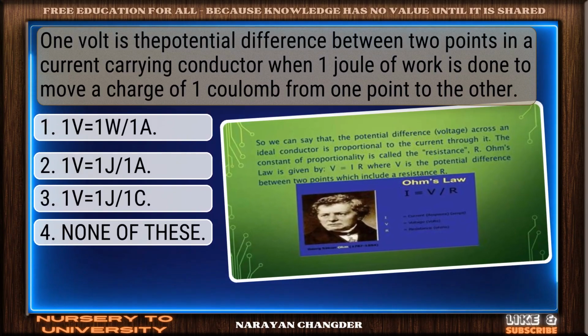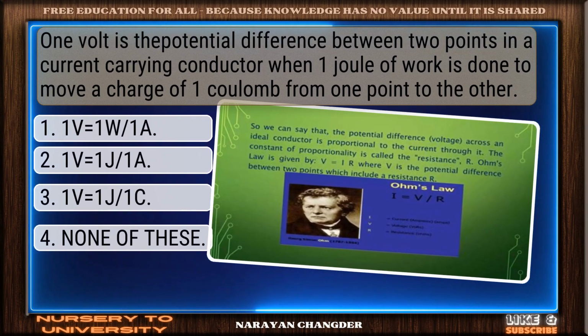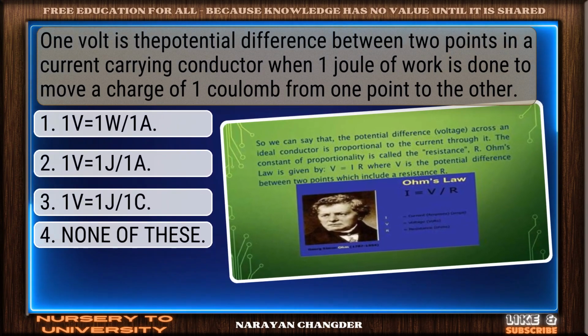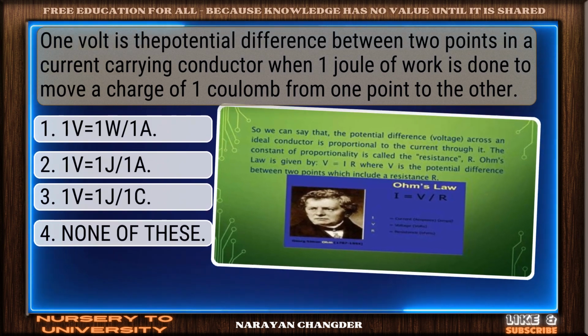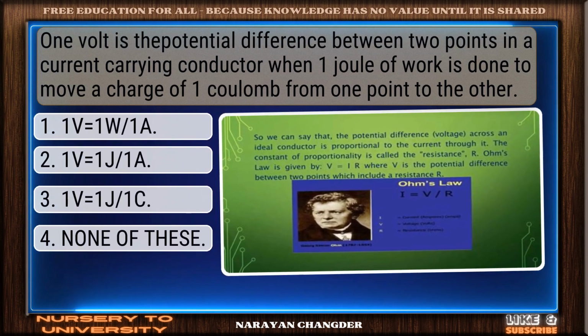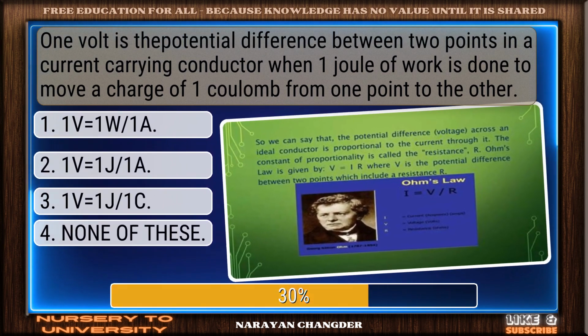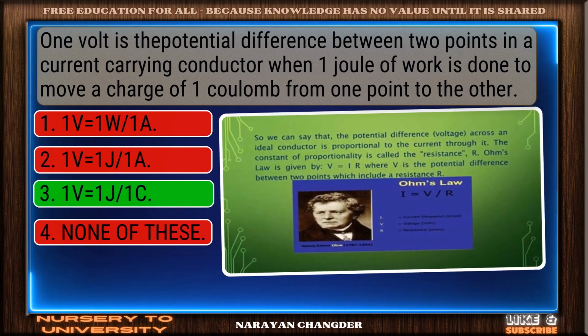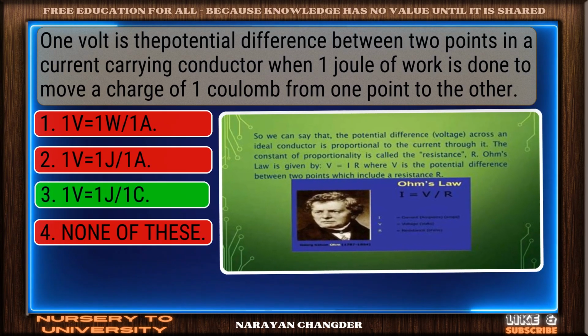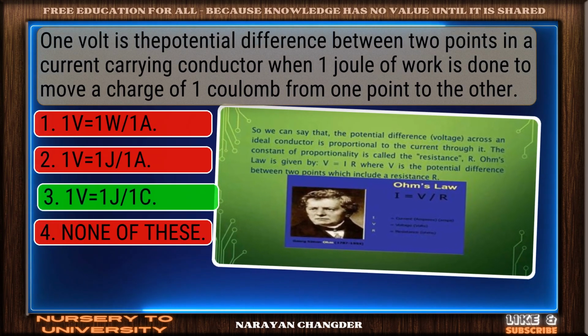1 volt is the potential difference between 2 points in a current-carrying conductor when 1 joule of work is done to move a charge of 1 coulomb from one point to the other. Clear logic. When V equals 1 is sound.